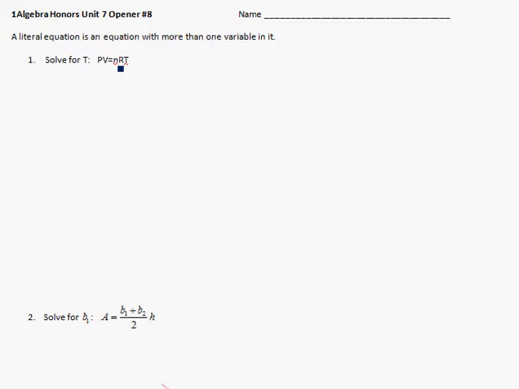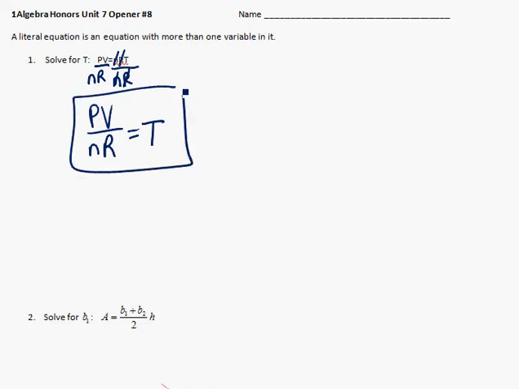We just need to do the inverse operation, which is division, in order to isolate the t. So I'm going to divide both sides by n and by r. On the right-hand side, that means that the n's will cancel out and the r's will cancel out, and I'll just be left with t. On the left-hand side, I have PV over nr. And that's it. We've taken our formula and we've solved it for t.